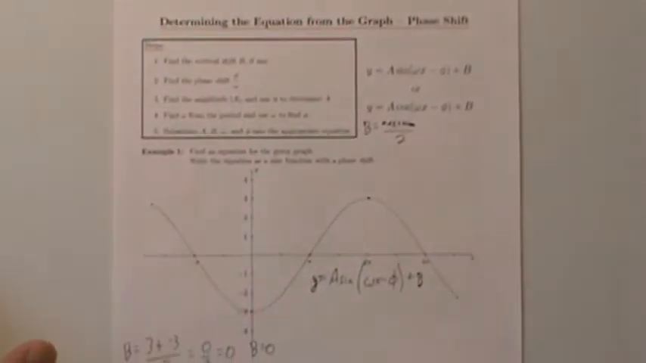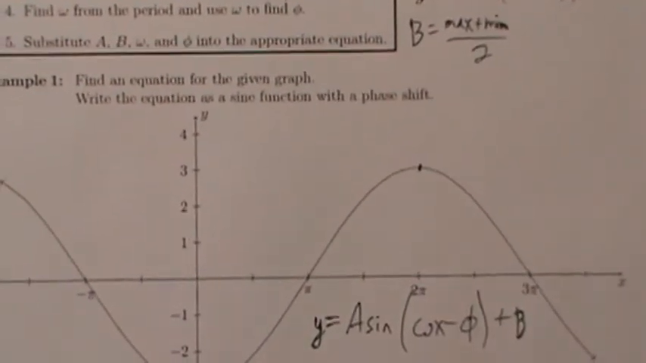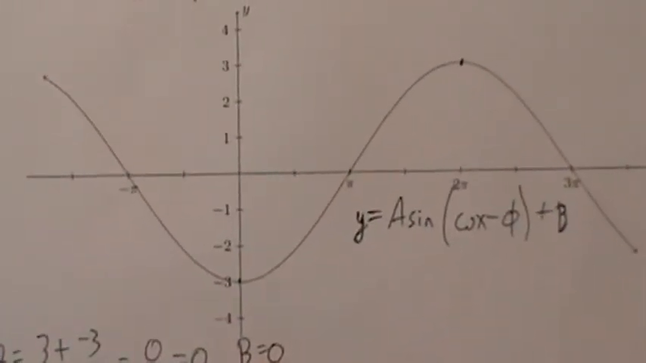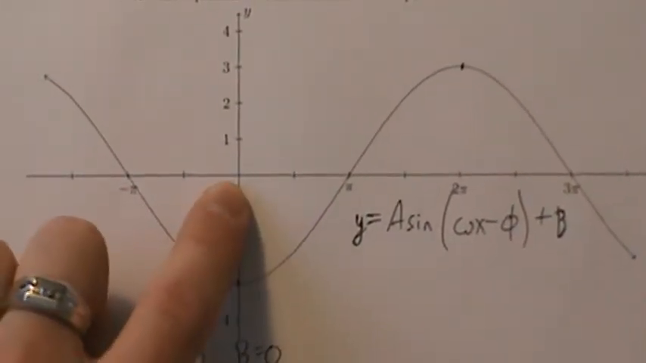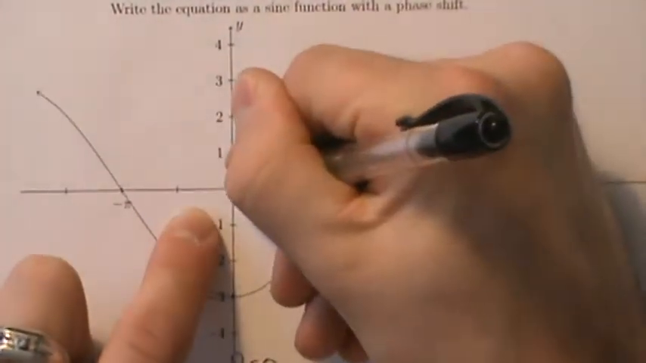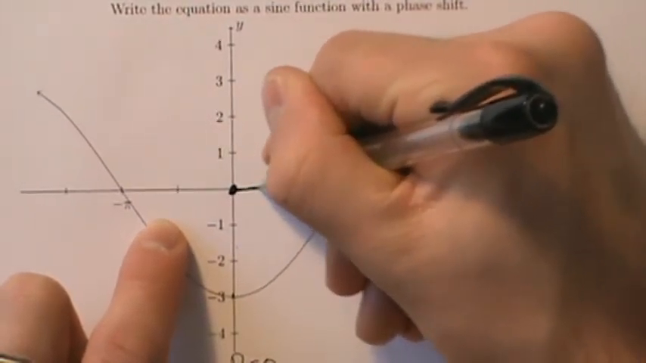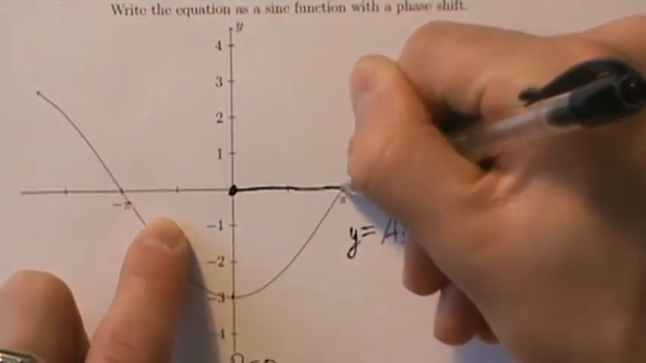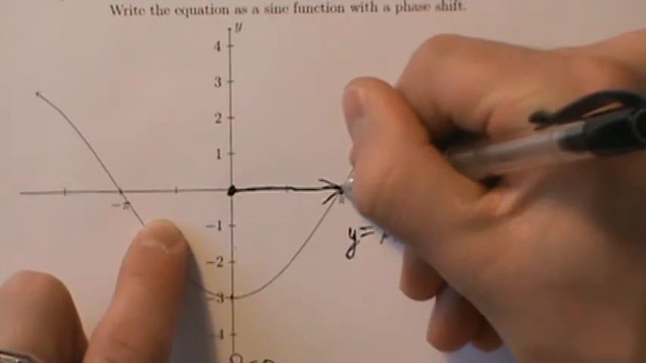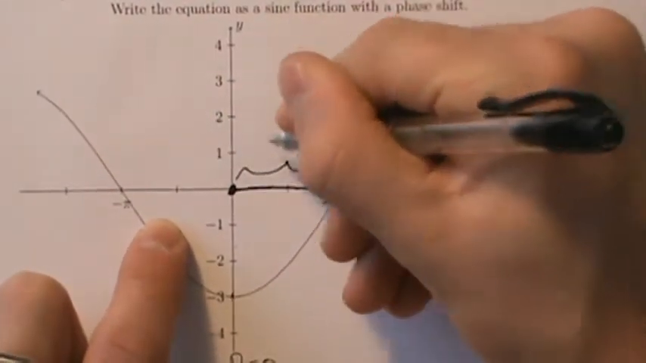So let's look at this graph here. We see 0, 0. We're doing this as a sine function with a phase shift, so where did the point 0, 0 go? Here's 0, 0. Where did the x coordinate go? Let's keep going along to the right, and then here's the point pi comma 0. So this is a distance of pi units.